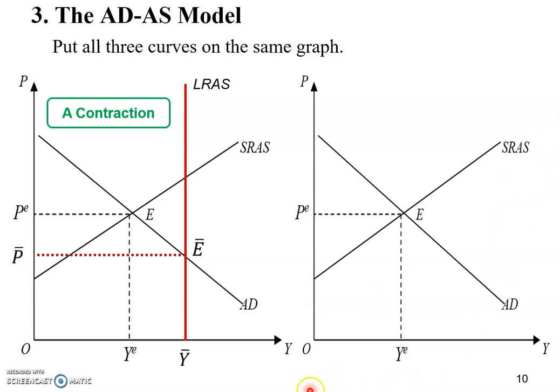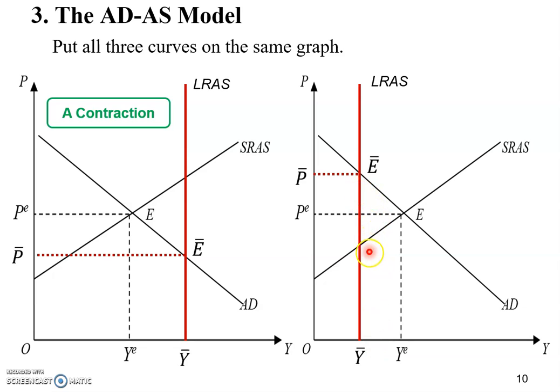The second possibility is, again, we start with the short run equilibrium, the same point E, but we could put the LRAS on the left hand side of E, like this. Once again, we would find an intersection between the aggregate demand and long run aggregate supply, and this intersection point tells us the long run equilibrium, E bar, the long run overall price level, P bar, and the potential GDP, Y bar.